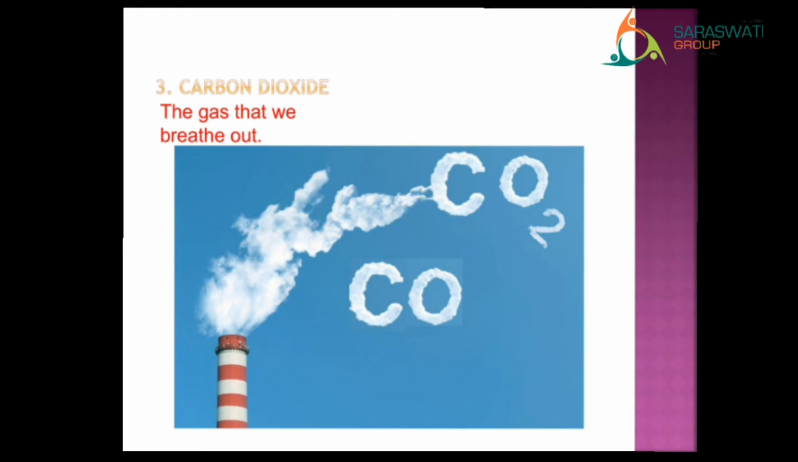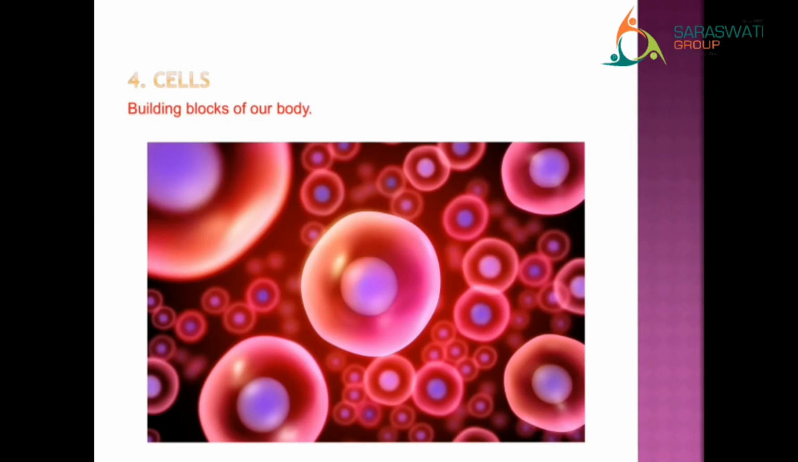Clear. Now next, number 3, carbon dioxide, the gas that we breathe out, right? The gas that we breathe out, what will we call it? Carbon dioxide. The short form of carbon dioxide is CO2. Kids, as we all know, the air we breathe in is rich in oxygen, right? And this oxygen is carried by the blood to all body parts, and oxygen helps in burning of fat from the food and gives us energy, right? So the air that we breathe out of the lungs is rich in carbon dioxide.